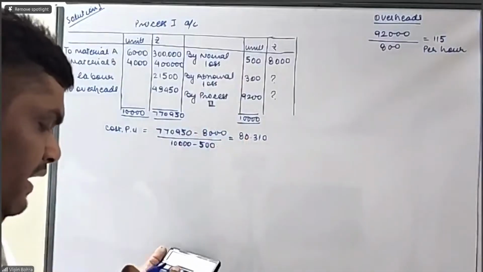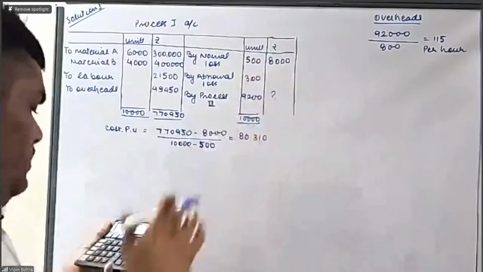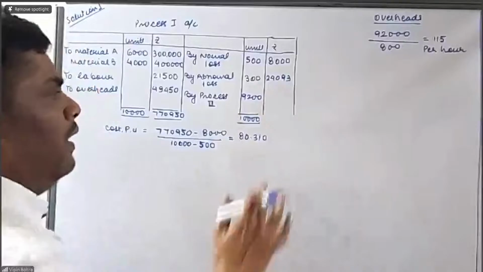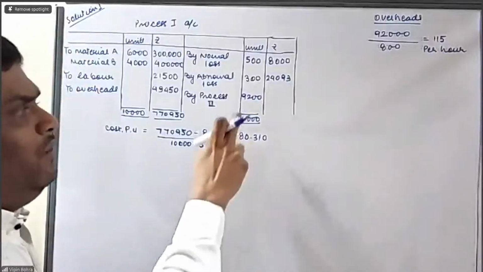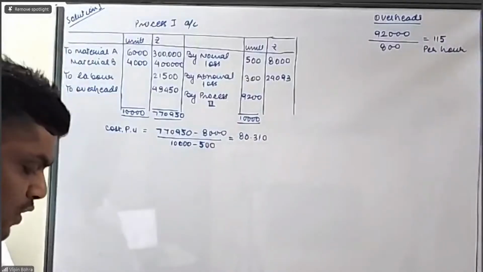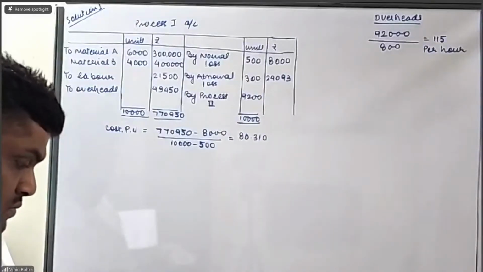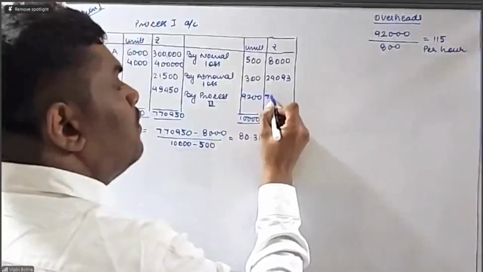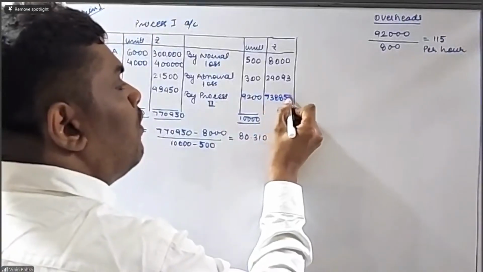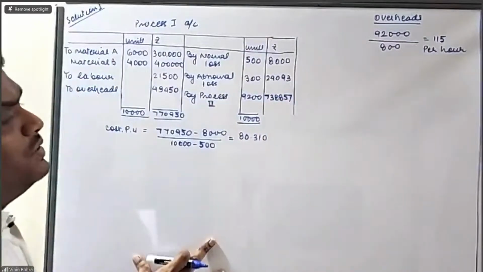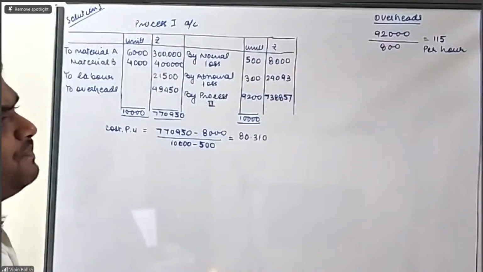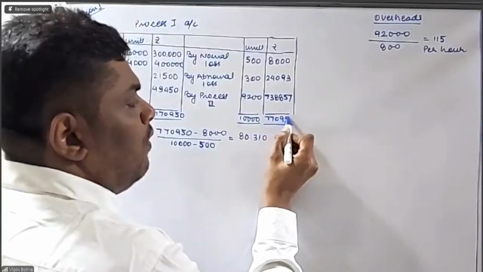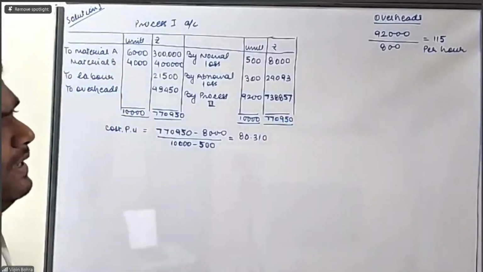If we multiply it by 300, we will get the value of abnormal loss, that is 24,093. And if we multiply this cost per unit with the total 9,200 units, we will get the value of output transferred. So this is the way the basic process account will be prepared. Further, let's prepare the abnormal loss account also.